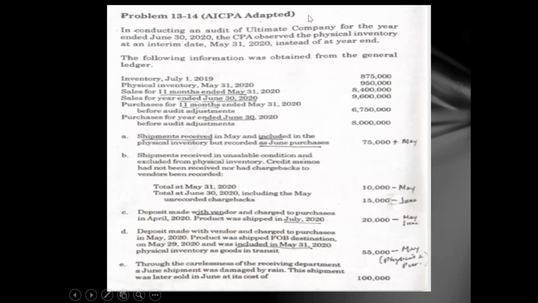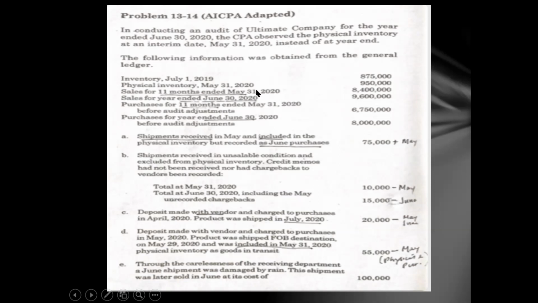In conducting an audit of the company for the year ended June 30, 2020, the CPA observed the physical inventory at an interim date, May 31, 2020, instead of year-end. The following information was obtained from the general ledger. So inventory beginning July 1, that's 875,000. Physical inventory May 31, 2020, that's 950,000.